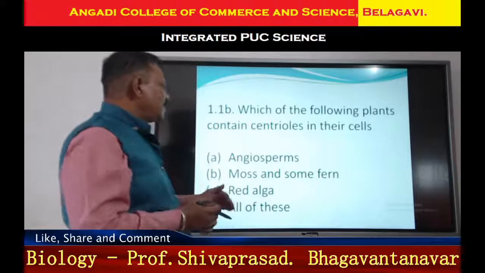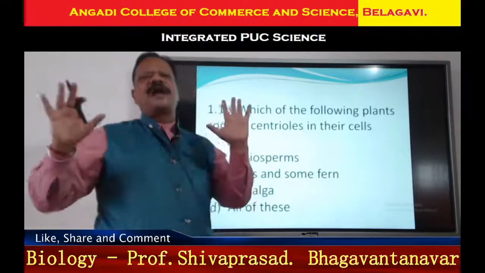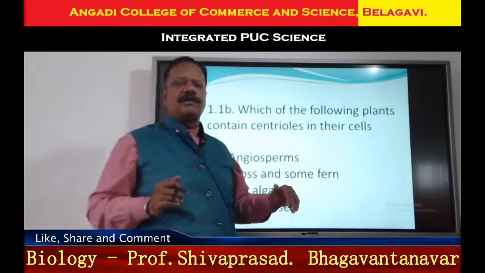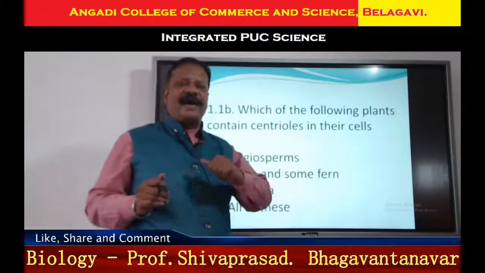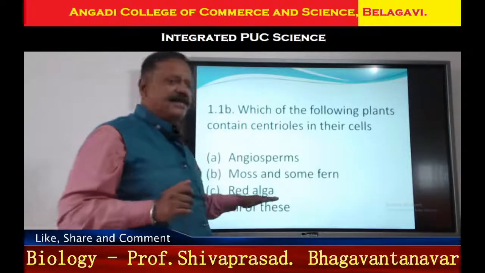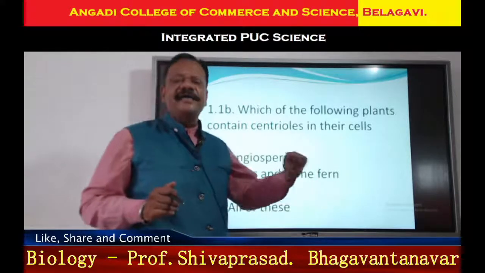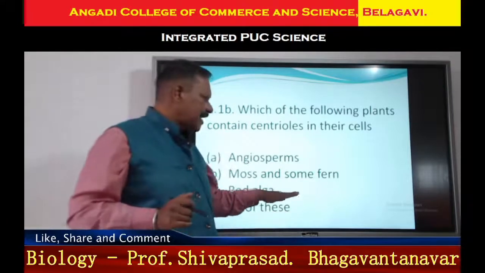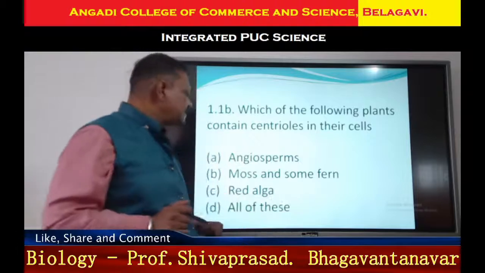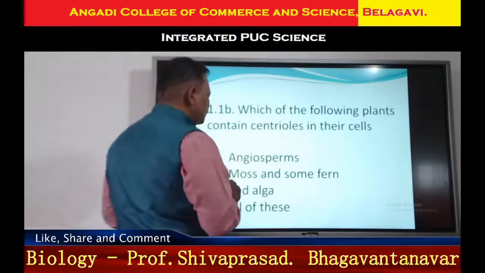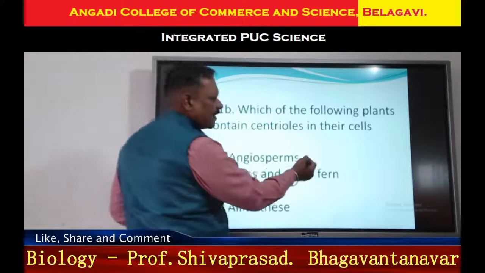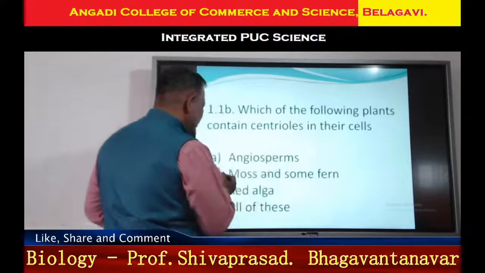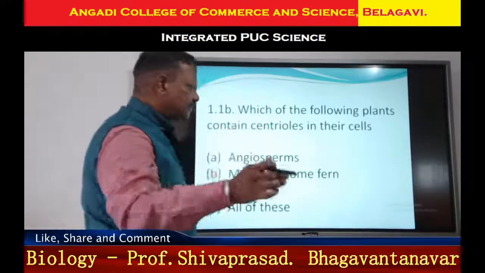Here, angiosperms, all flowering plants, you call them angiosperms. Moss and some ferns, here bryophytes and pteridophytes you are considering. Red algae, these are algae found in this group. All of the above, here the thallophytes, all of these they are calling. Here the right answer is bryophytes and ferns, that is pteridophytes, that is moss and some ferns is the correct answer. Option B is the right one.